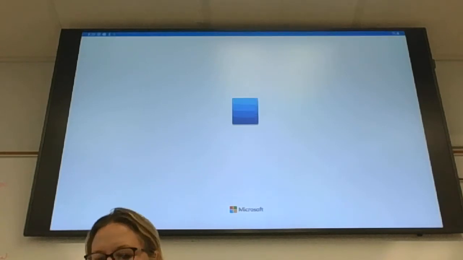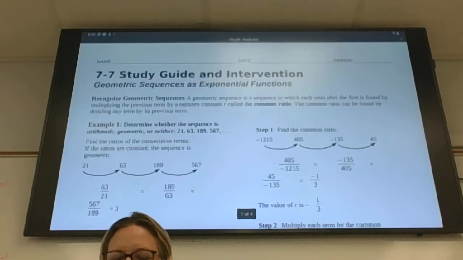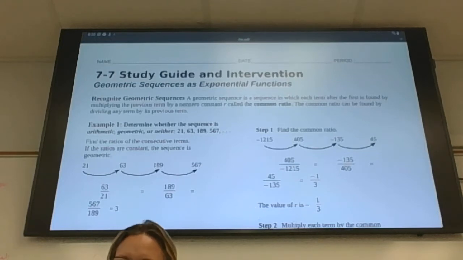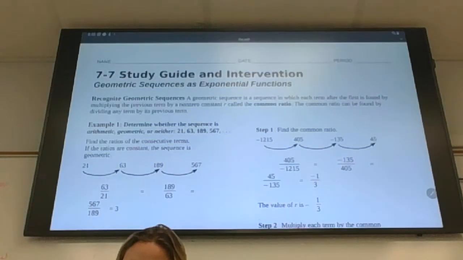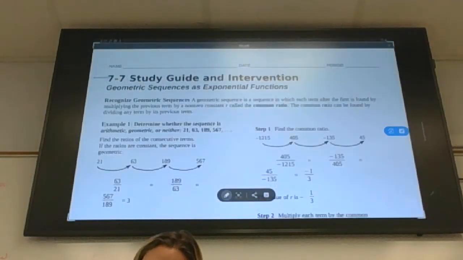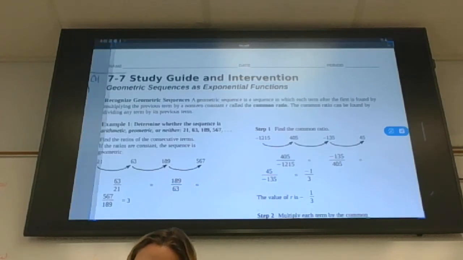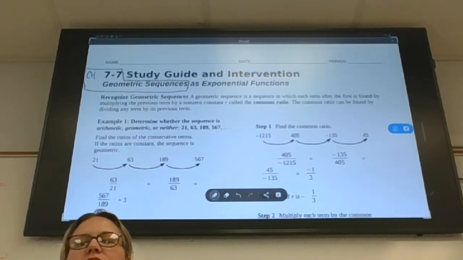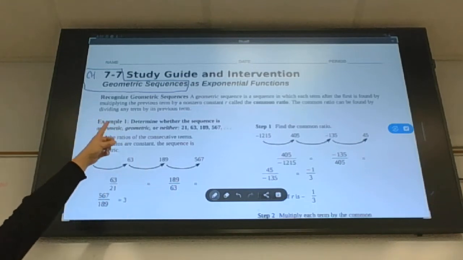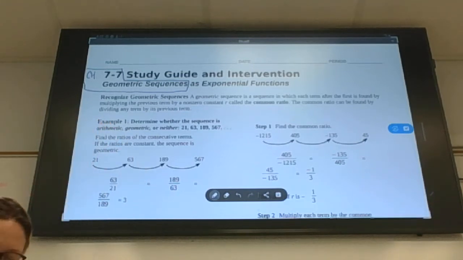Look at how perfect that is. All right, the title of your notes. For your title, you want to write chapter 7-7. Geometric sequences. Chapter 7-7, geometric sequences is the title.